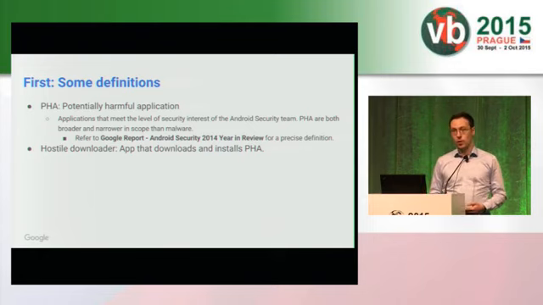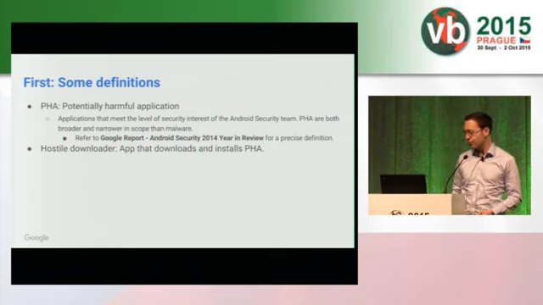The second term I wanted to define is a hostile downloader. A hostile downloader is an application that has no bad functionality, except that it downloads and prompts for installation a PHA. So you can think of it as a first stage in a two-stage infection kind of scenario.